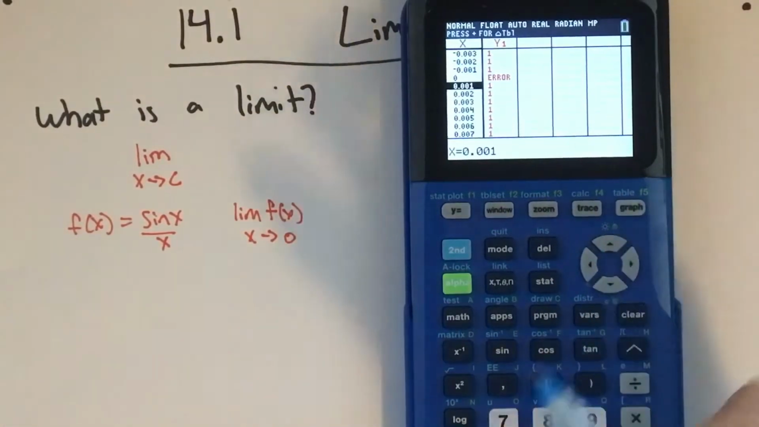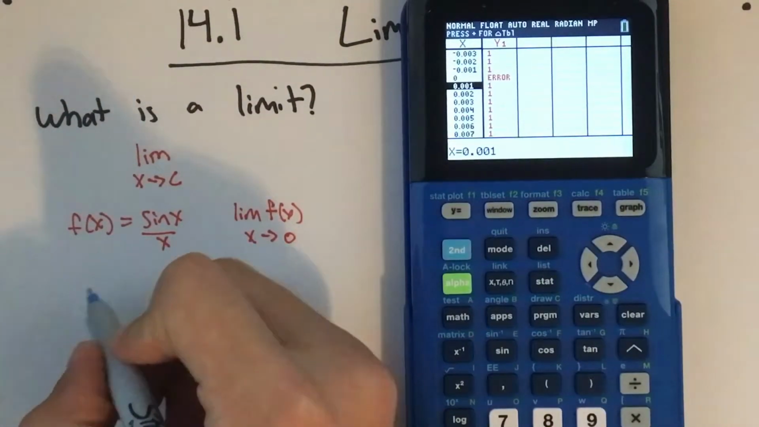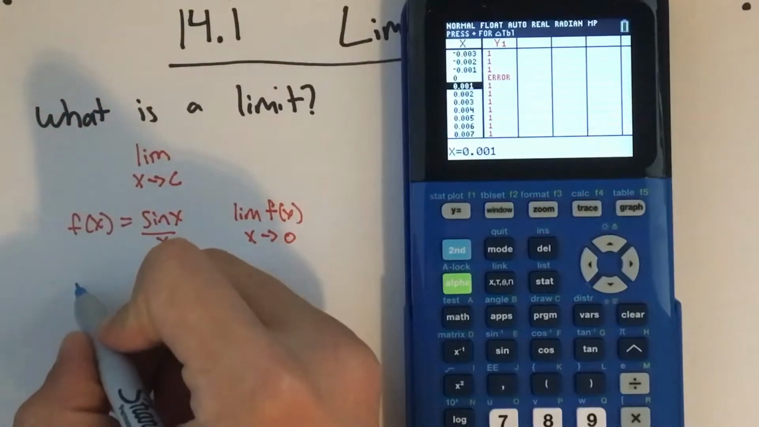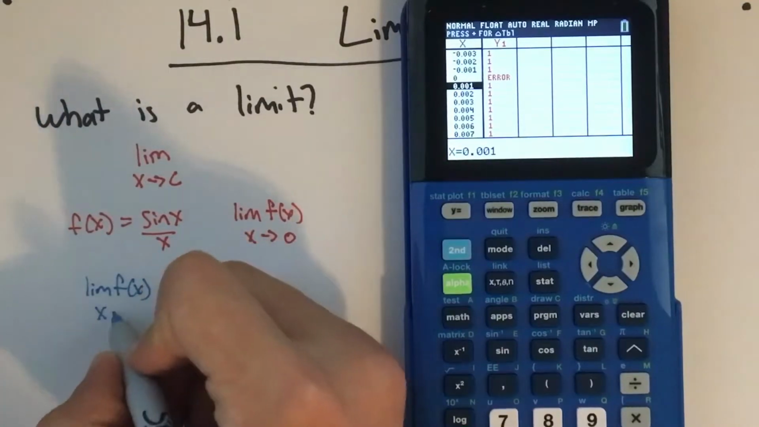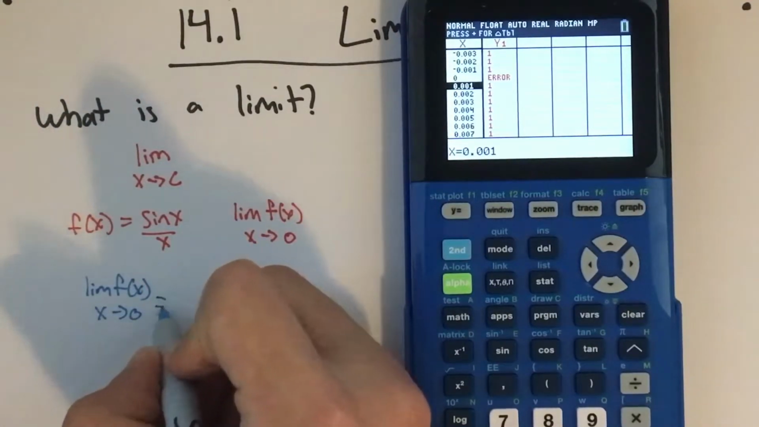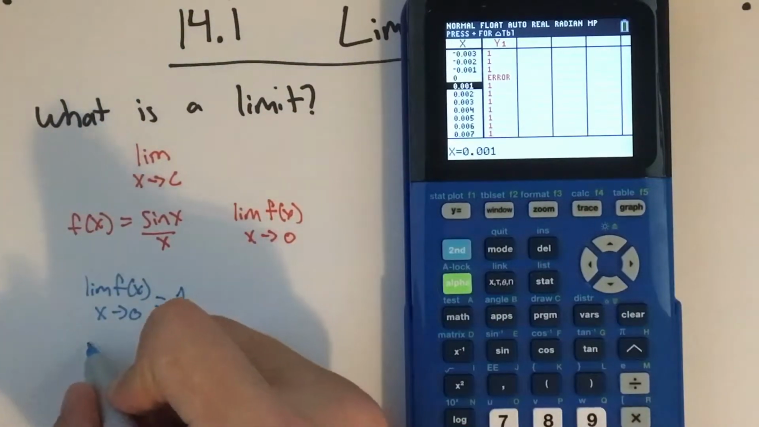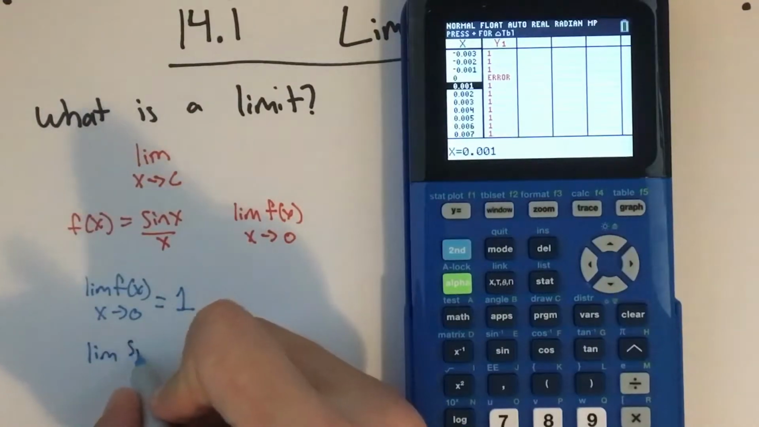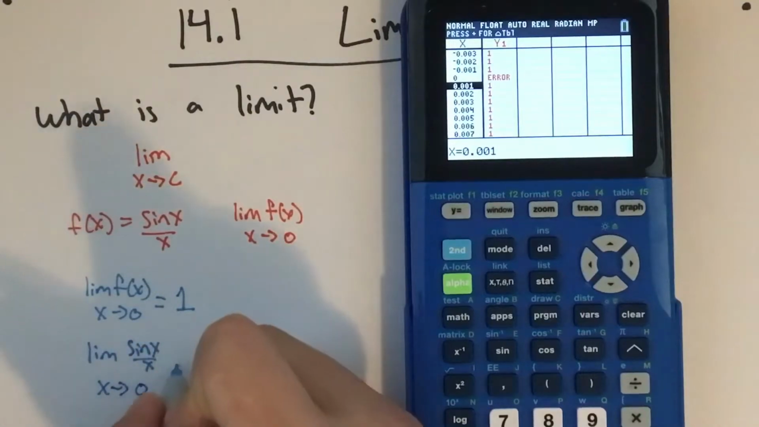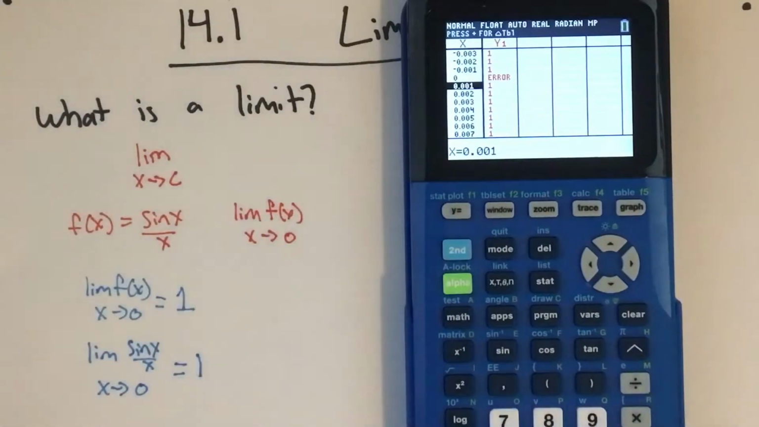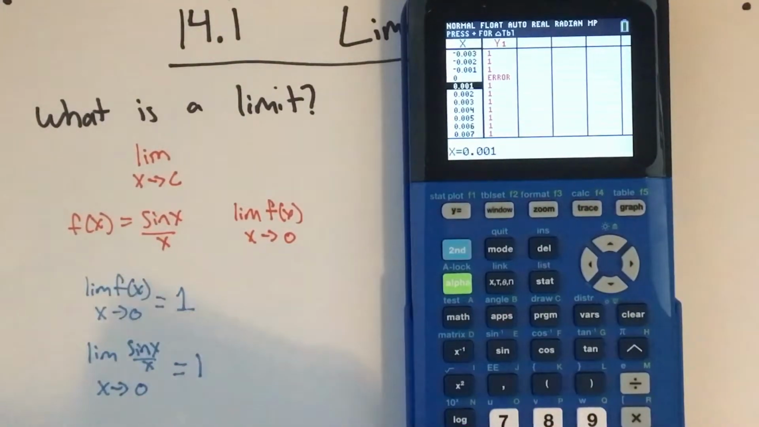So this is showing us that the limit of f of x as x approaches 0 is 1. And we can also write this as the limit of sine of x divided by x as x approaches 0 is equal to 1. That is how you find the limit of a function and what a limit is.